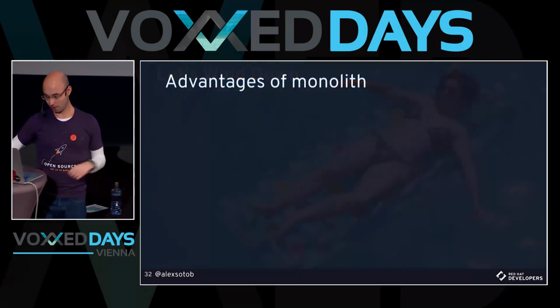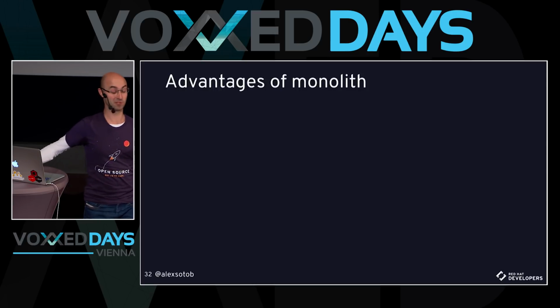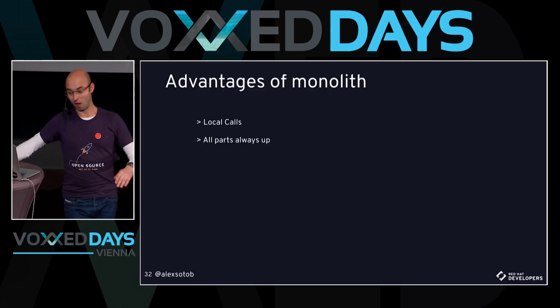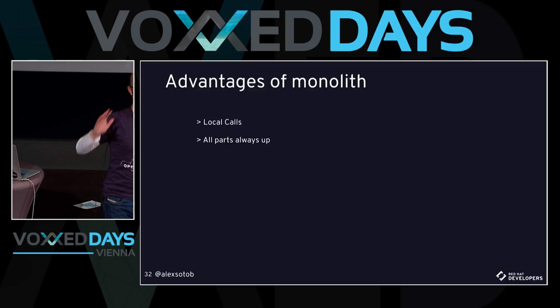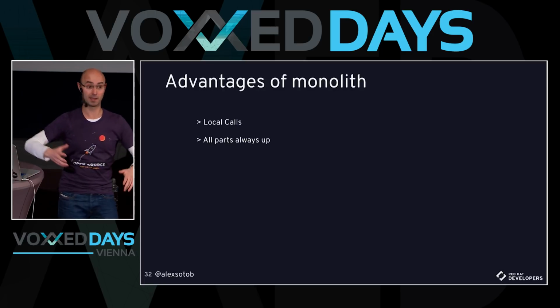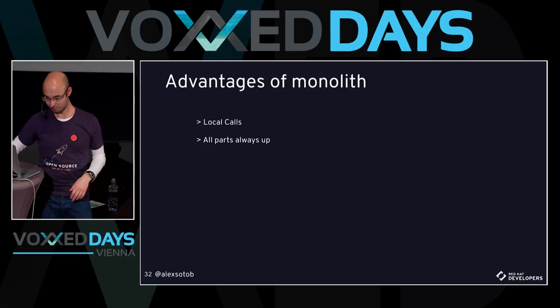So let's wind down. Advantages of the monolith. Nowadays it seems that the monolith is bad, and if you are writing a monolith, you are not so cool. But you see that you can use really cool technologies for a monolith, and you get some advantages like local calls. There is no network, just memory calls. All parts are always up. You don't need to figure out what's happening if the other service is down and so on and so forth. Here everything is up or everything is down because everything is running in the same JVM.